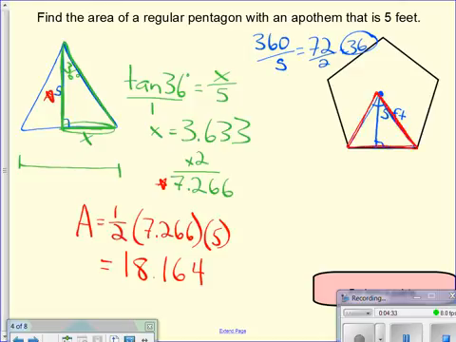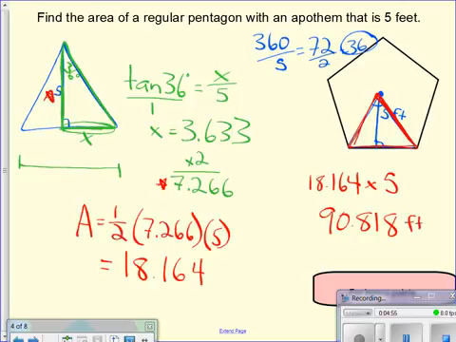I've done most of my work, but I've got to make sure I remember. That's one triangle, and there's 5 identical triangles. So my final answer is 18.164 times the number of triangles, which is 5, to get me a whopping total of 90.818. And that's going to be in feet squared because it's an area. Boom. There we go.